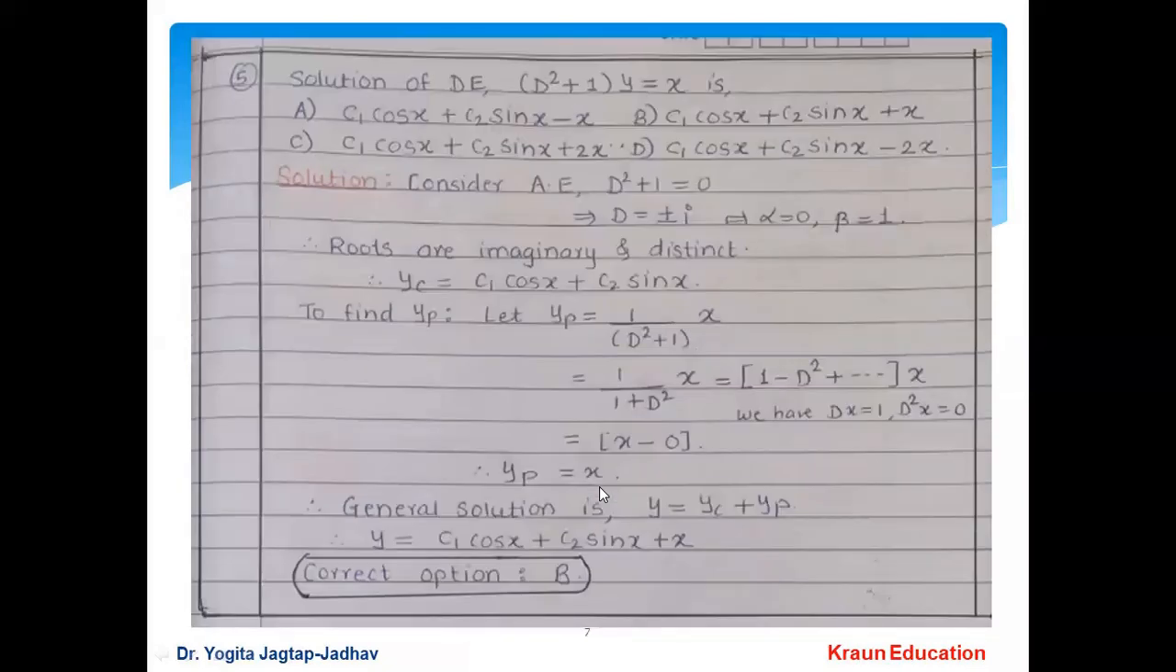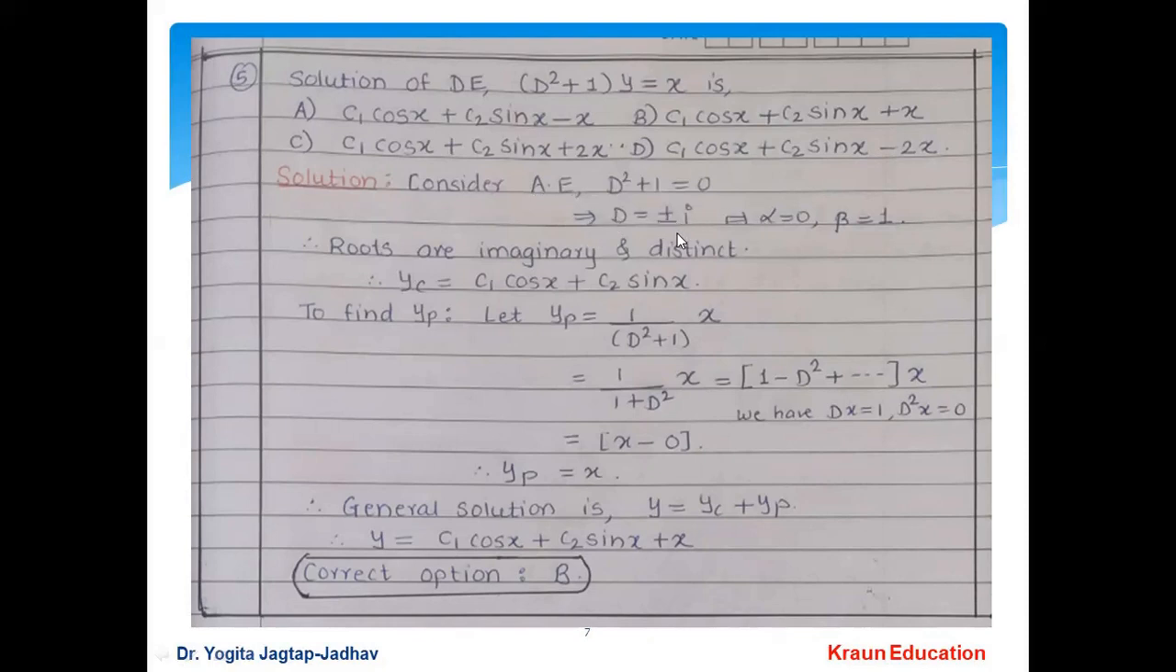Now, let us see another kind of example. Here we have to find out the solution of the differential equation d square plus 1 operating on y equal to x. Solution means here we have to find out the complementary function as well as the particular integral. Let us consider the auxiliary equation to find out the complementary function. Here the auxiliary equation is d square plus 1 equal to 0. This gives us d square equal to minus 1, and therefore d equal to plus minus square root of minus 1. But you know, square root of minus 1 is equal to i.